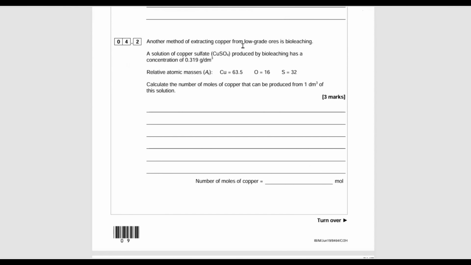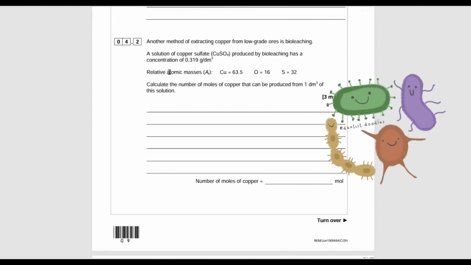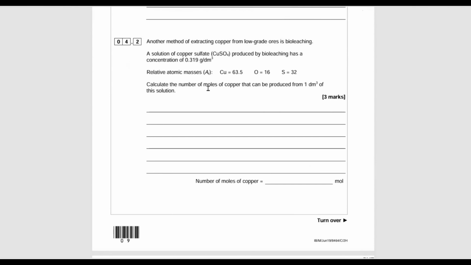Right, another method of extracting copper from low-grade ores is bioleaching. A solution of copper sulfate produced by bioleaching, that's when you use bacteria and they produce a leachate, has a concentration of 0.13 gram per decimeter cubed. We've been given the relative atomic masses. Calculate the number of moles of copper that can be produced from 1 decimeter cubed of this solution. Number of moles. It's worth 3 marks.